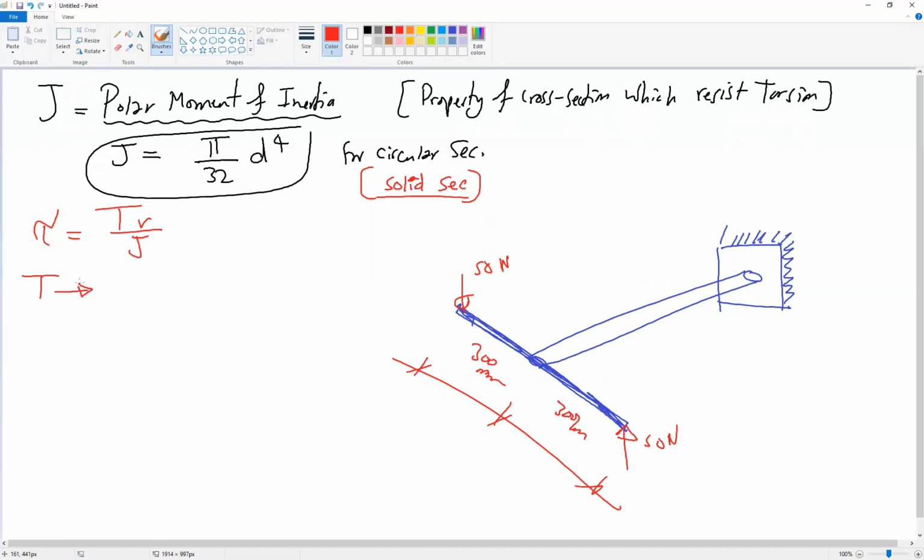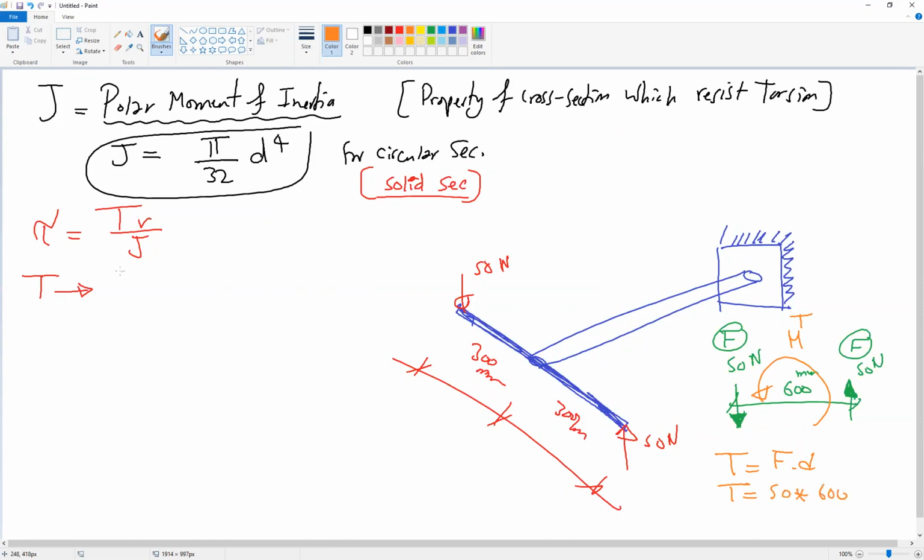T. What is the torque moment here? If we have a look at the geometry of the question, we have two applied forces, 50 and 50, separated by 600 millimeter. If we have two forces equal in magnitude and in different directions and separated by a distance, these two forces will cause a couple moment, or a torque. This torque will be the force multiplied by the distance. So the torque T will be 50, one of the forces, multiplied by the distance between the two forces, 600 millimeters.